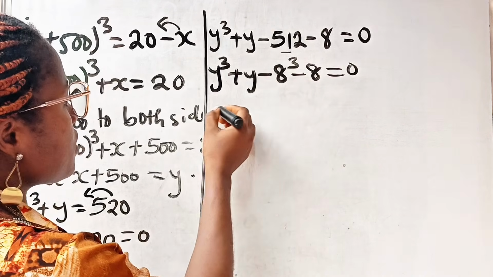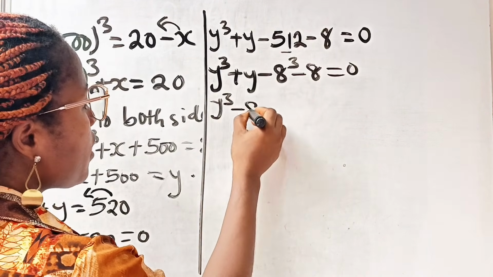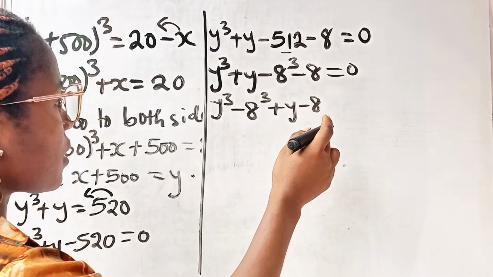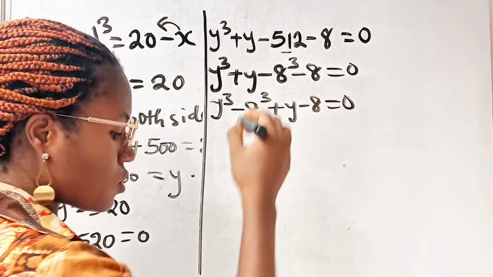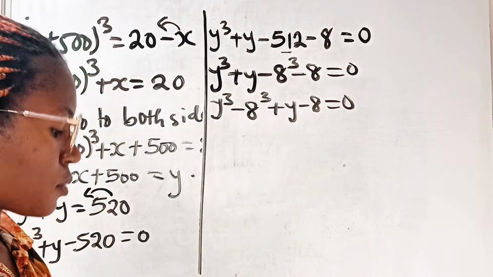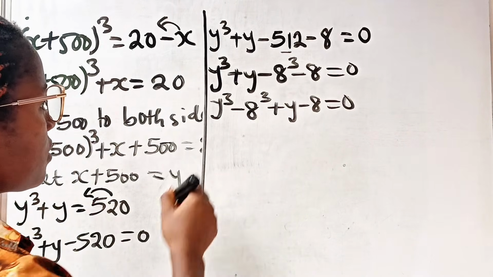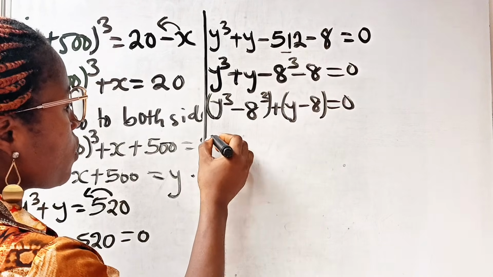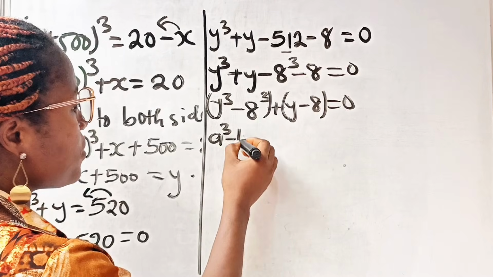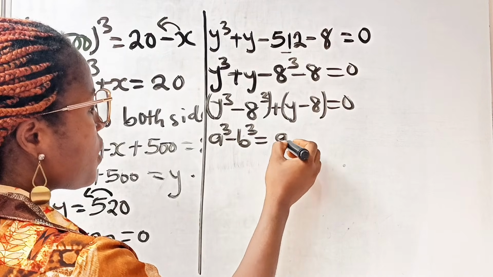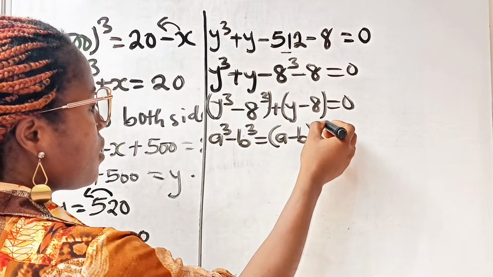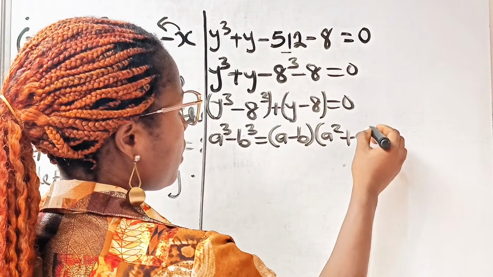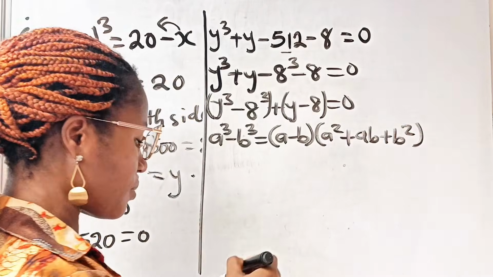Now let's bring this to this side. y to the power of 3 take away 8 to the power of 3. Then plus y take away 8. Alright. Is equal to 0. Now the next thing we have this, right? Now recall that a to the power of 3 minus b to the power of 3 is equal to a minus b multiplied by a squared plus ab plus b squared.